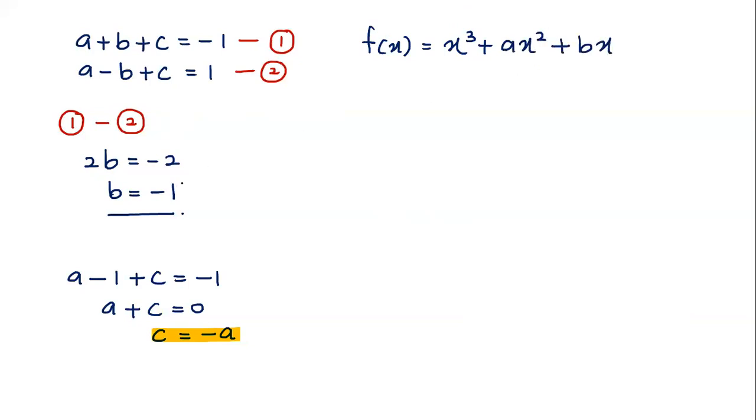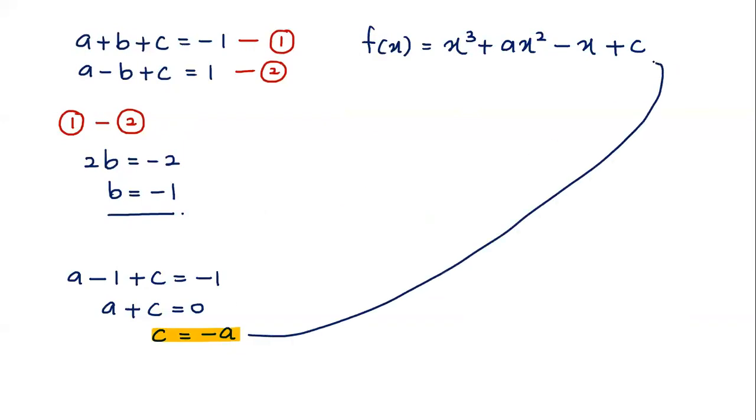So the good news is you already have the b. B is negative 1. So you can substitute over here. I'm going to put negative x because b I already substituted as negative 1, and plus c. Got it? And good news here is I can still substitute the c. The c I can still substitute with negative a. So I just remove this and substitute with negative a. Got it? Okay, done.